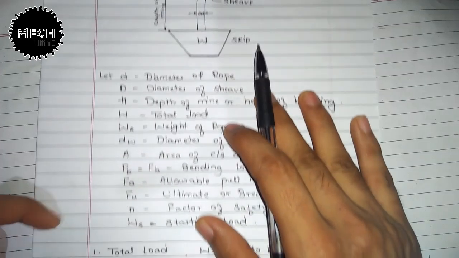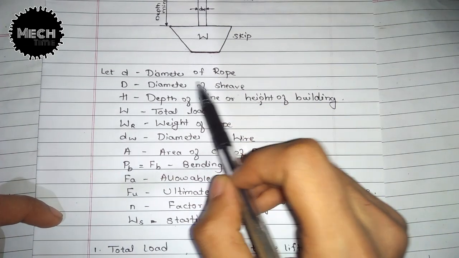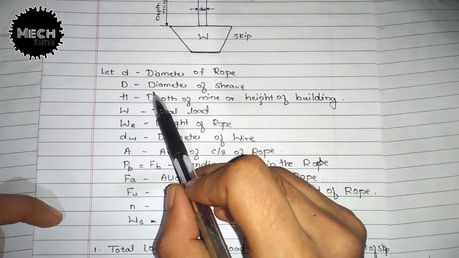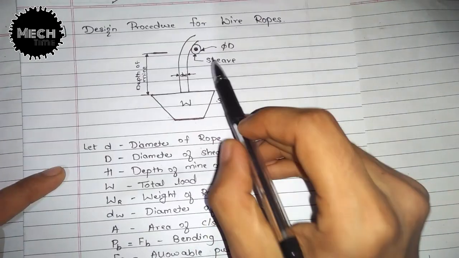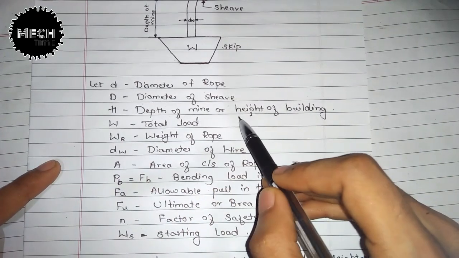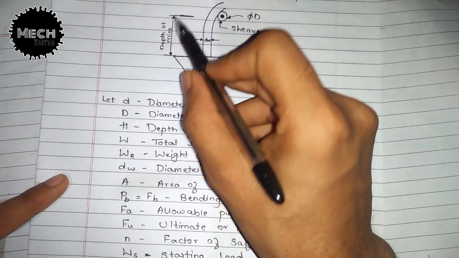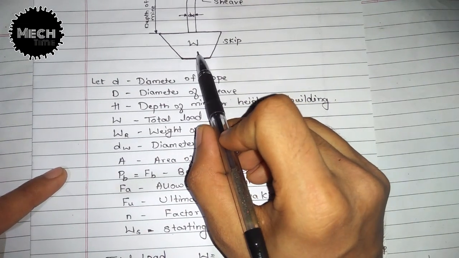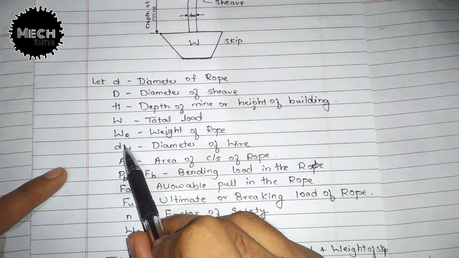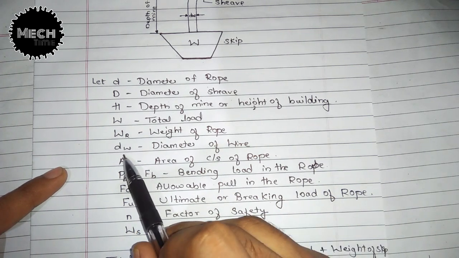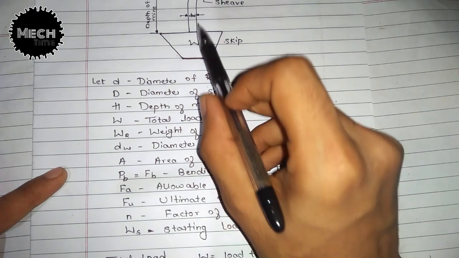Now we'll start. Let d be the diameter of a rope, and capital D is the diameter of a sheave. Now h is the depth of mine or the height of the building. W is the total load. WR is the weight of rope. And dW is the diameter of a wire.